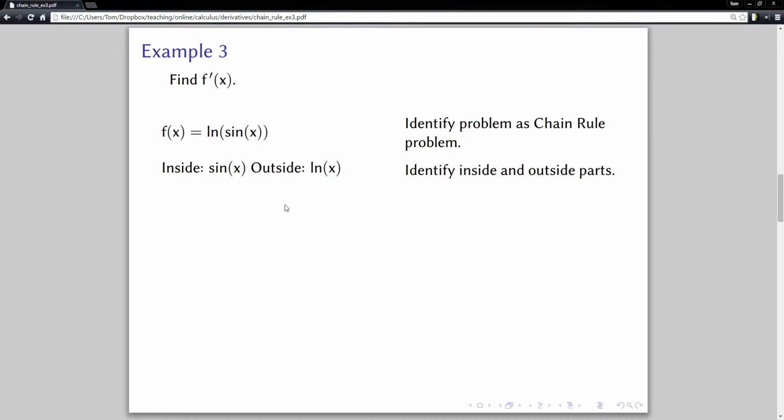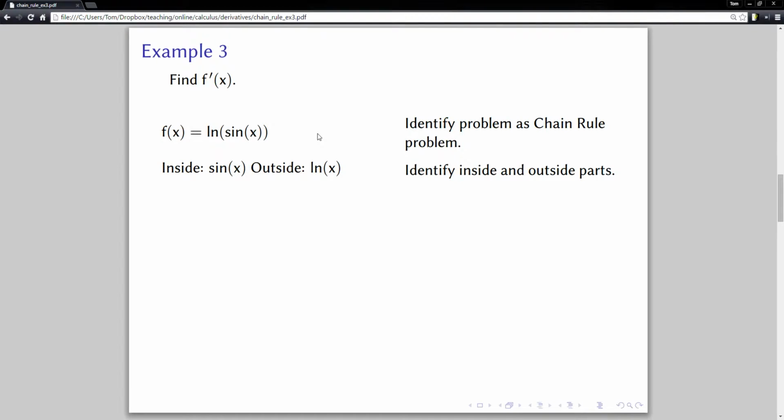Once you know that it's a chain rule problem, you want to identify the inside part and the outside part. Here the inside part is sine of x. And if I took that sine of x out and replaced it with just an x, I would have natural log of x. That's the outside part. This function is built up by taking sine x and plugging it in for x into the natural log function. If I did that, I would get exactly this function right here.